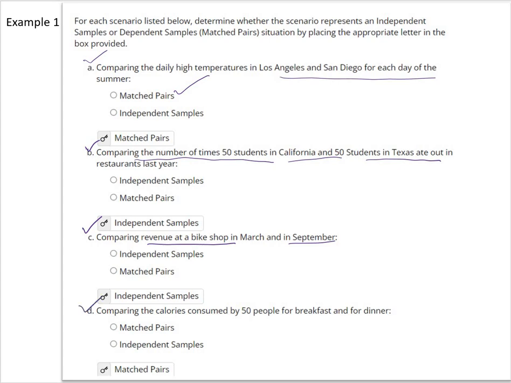Similarly, in the next one, we compare the calories consumed by 50 people for breakfast and for dinner. It is the same 50 people, with the same eating habits, so the breakfast and dinner calories may be connected. That means they are paired. Because we are discussing the same 50 people, they have the same scenarios and can be connected. That's why they are dependent, or a matched pair.